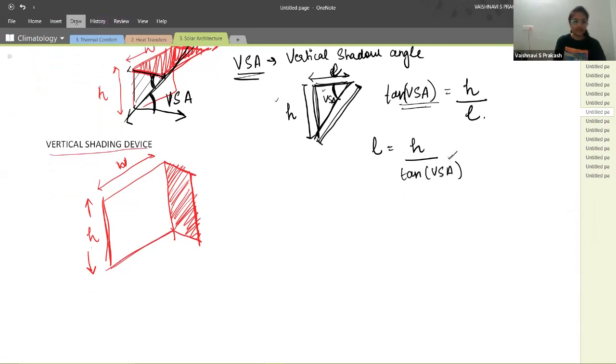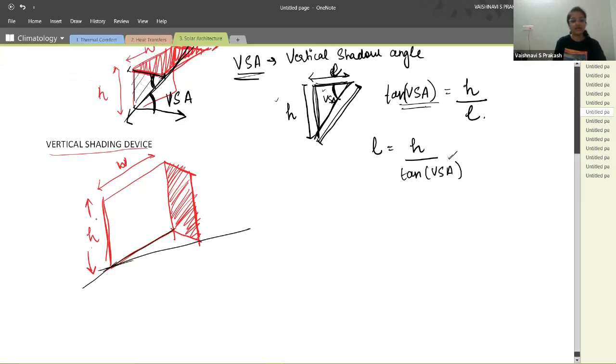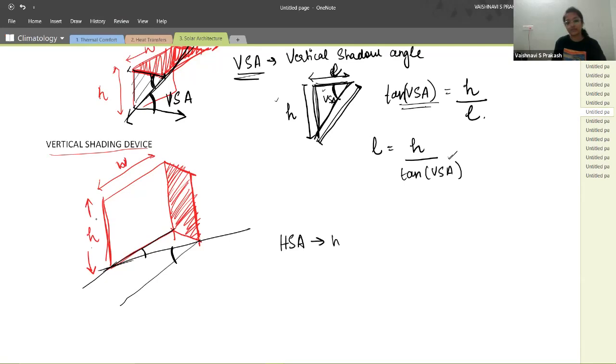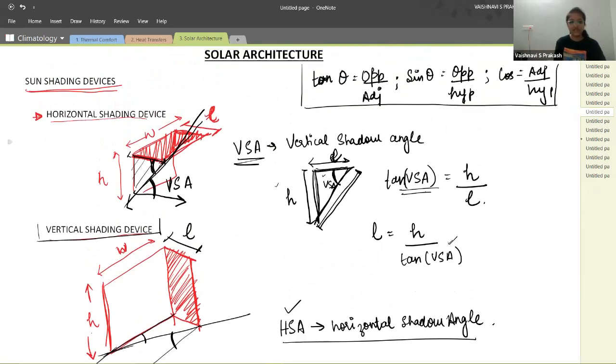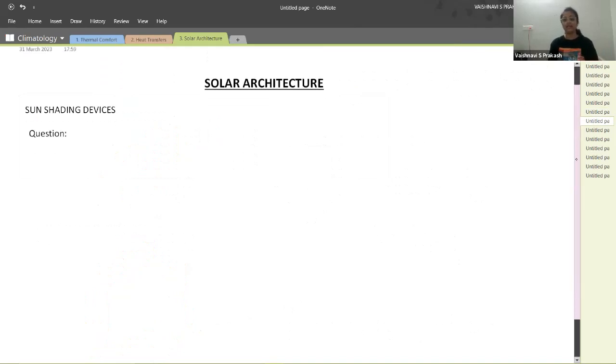So to calculate this, similar to the previous one, if I draw an angle this way, that will be my horizontal shadow angle. To calculate how much depth or width I need for this, I need to calculate the horizontal shadow angle. And for a horizontal shading device of depth L, I need to calculate the vertical shadow angle. Let's see how to calculate these things with the example of a question.